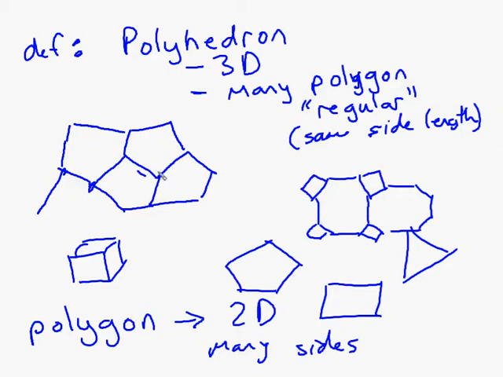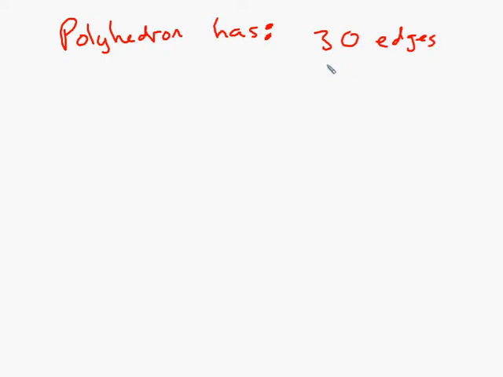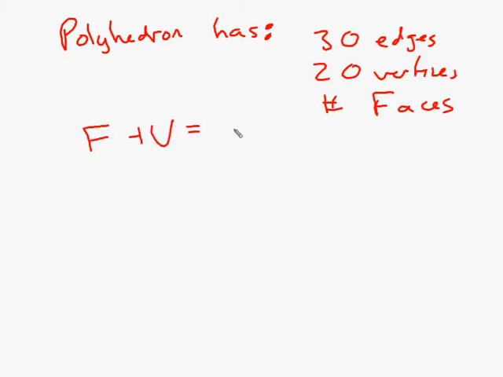So your book actually gives you a pretty good picture of a polyhedron, but we're actually going to use Euler's formula with some of these. So let's try it. Let's say I have a polyhedron that has 30 edges and 20 vertices. Well, then I want to know, how many faces does this thing have? I'm going to use Euler's formula. So F plus V equals edges plus 2.